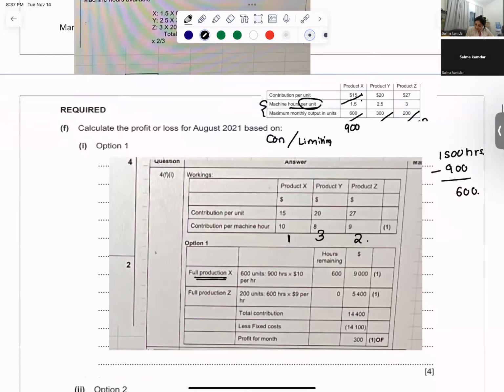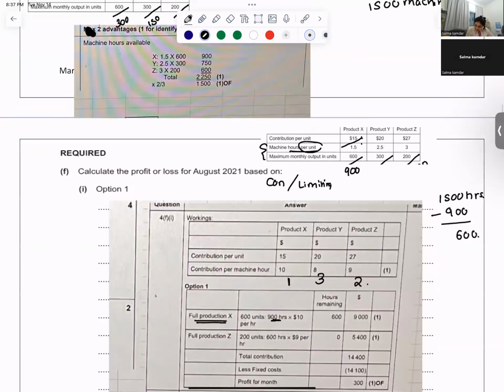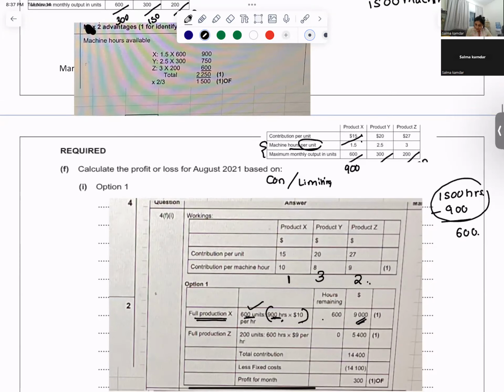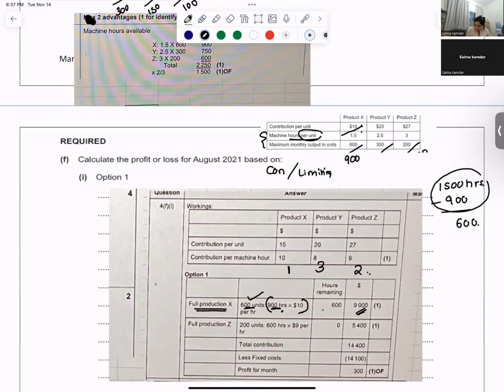So 900 hours I will use to make how many units of X? 600 units of X. So I will make 600 units of X. 900 into 10 per hour, which will give me 9,000. And I have hours remaining how much? From 1,500 I minus 900. Then I will produce second product Z. Full production of product Z would require how many hours?